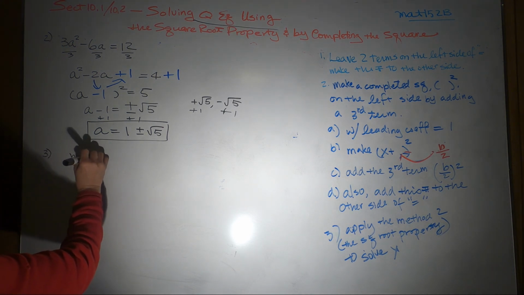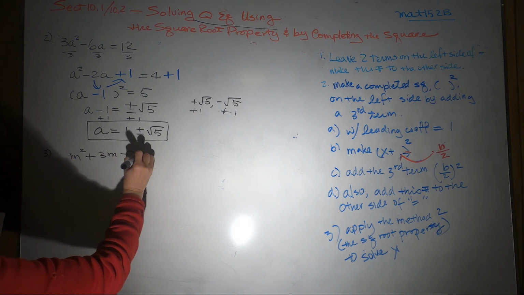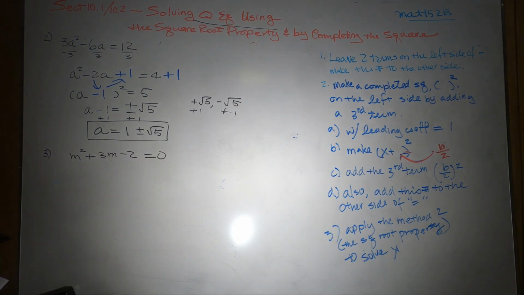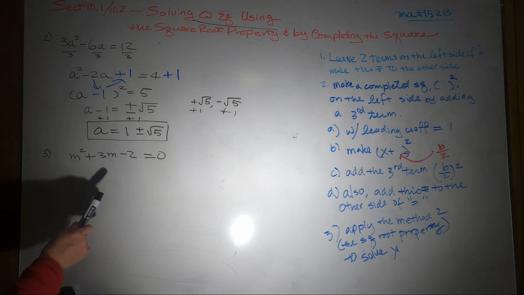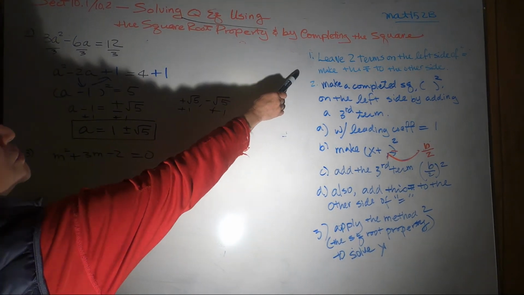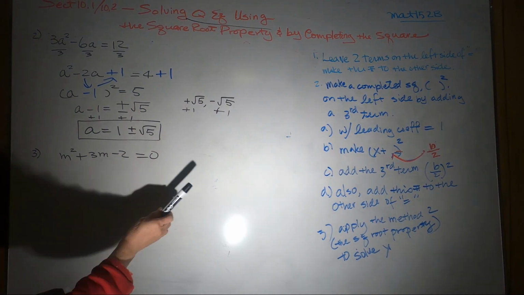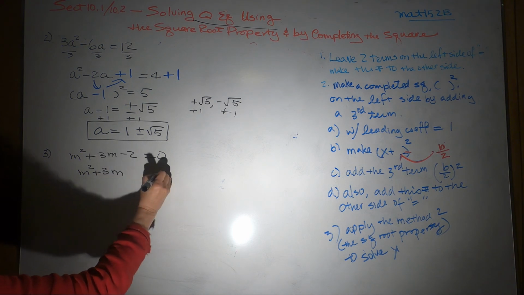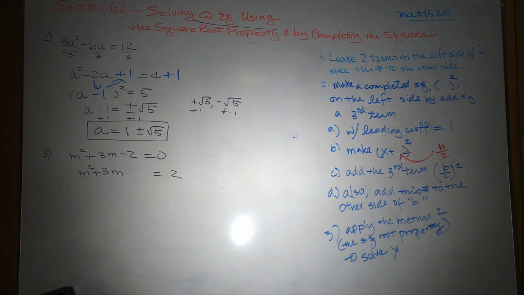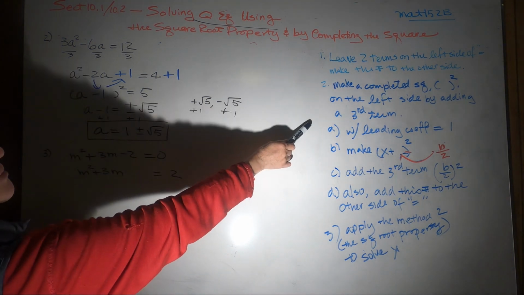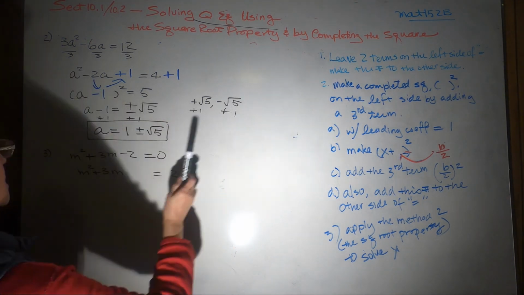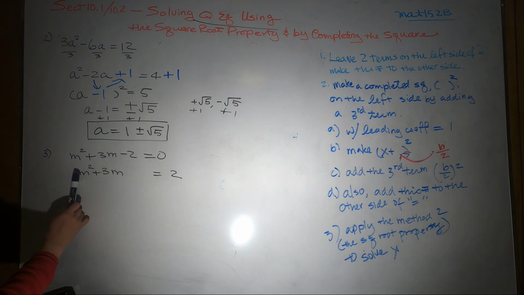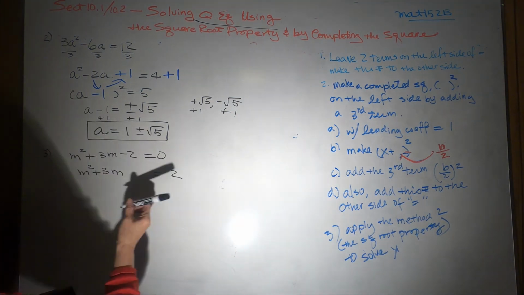m squared plus 3m minus 2 equals 0. Let's take a look. We just use this. It says make a 2 term on left hand side, number to another side. So you add a 2 on both sides, right? Then second, make a complete square. Then with the leading coefficient is 1, yes. Then make a square, right?